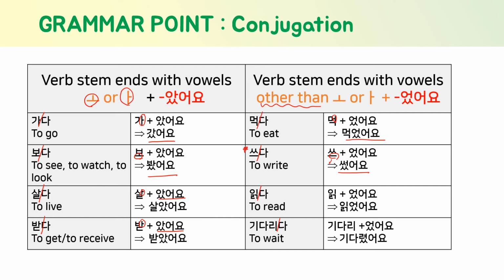읽다. It's not o, it's not a. So 읽었어요. That's the pronunciation. The last one, 기다리다. It's not o, it's not a, so you add 었어요 and it becomes 기다렸어요. When you say it fast, 기다렸어요.